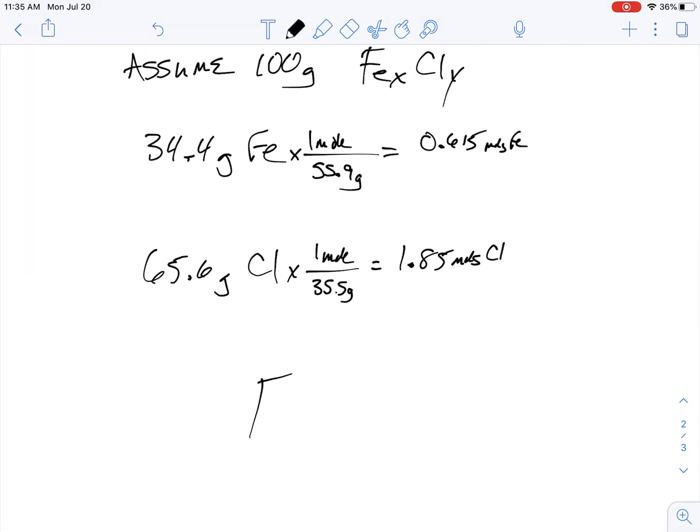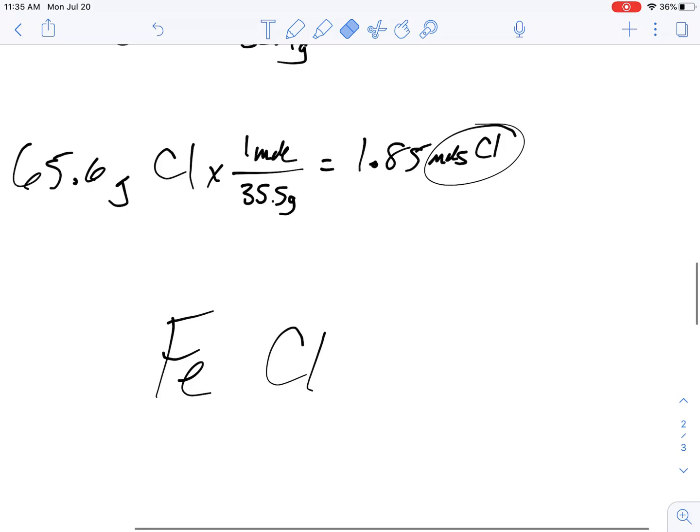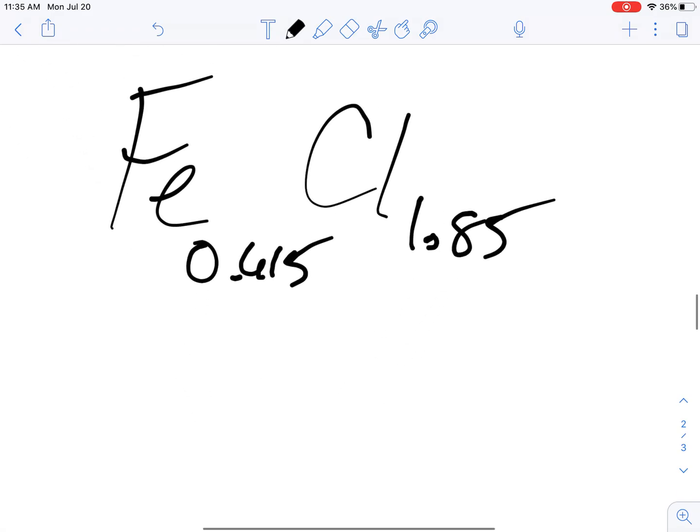So again, when you go to solve these problems, if it's FexCly, these subscripts really tell you the number of atoms or moles that are there. And since we now have moles, we can go ahead and plug those in. But when we do, it's going to look weird. This is 0.615, and this is 1.85. And clearly, we've never seen a compound that looks like that. These are always supposed to be whole numbers.